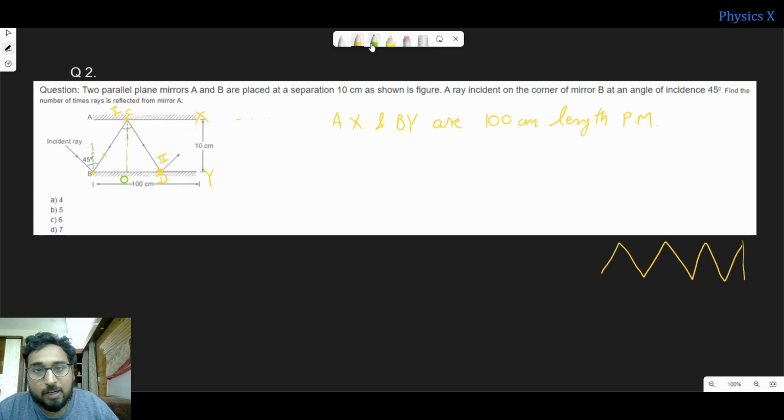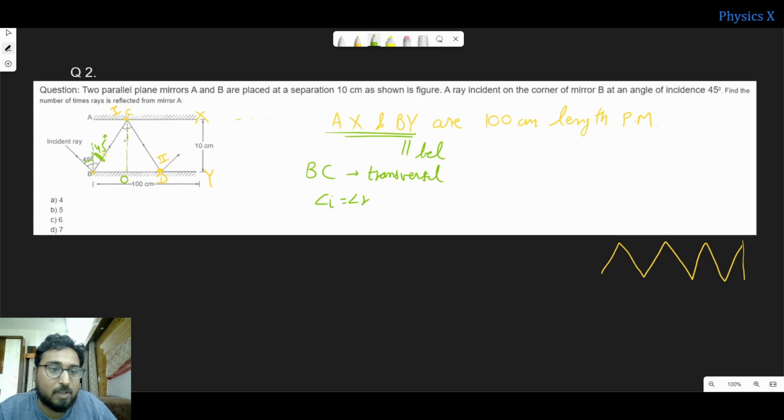So now let us analyze. We can see that AX and BY are parallel. So BC is now a transversal, right? And we can say that if this angle is 45 degrees, then this angle is also 45 degrees. Why? Because angle i is equal to angle r. So that is why we can say that this angle is 45 degrees, and BC is a transversal.